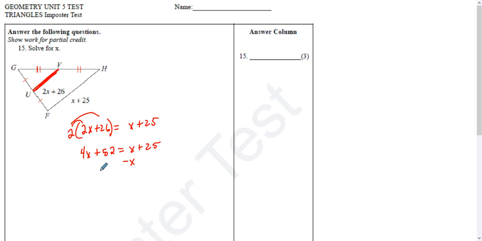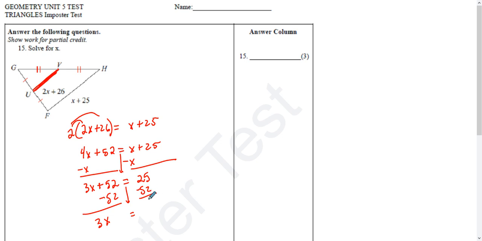I'm going to subtract x from both sides. 4x minus x is 3x. Bring down my 52. Bring down my equal sign. x minus x is 0. And we have a 25. Then I'm going to subtract that 52 from both sides. 3x, bring that straight down. 52 minus 52 is 0. Bring down my equals sign. 25 minus 52 would be, that's going to be a negative number. That's going to be 27. Negative.